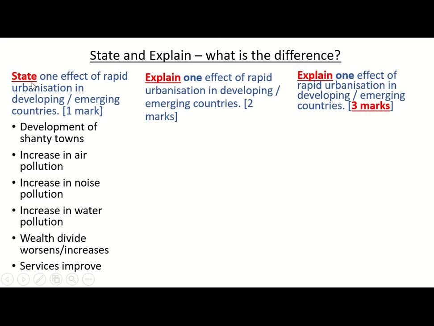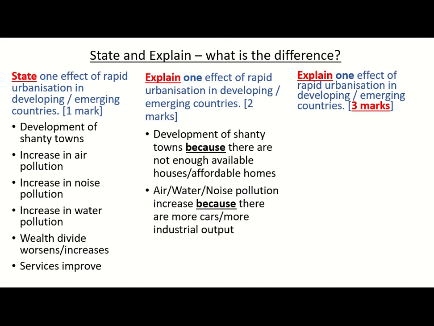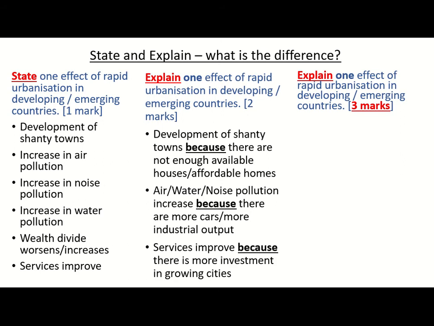When this command word changes, it's the same question, one effect of rapid urbanisation, okay? This one's for 2 marks, but it says explain. So to get 2 marks, you've got to do twice as much, but you're still only naming one effect. So what you need to do is take one of these effects and then explain it. You've got to tell me why that happens because of rapid urbanisation. So development of shanty towns, first mark, because there's not enough affordable or available houses. Air, water, noise pollution increase because there are more cars or there's more industry. Services improve. Why?